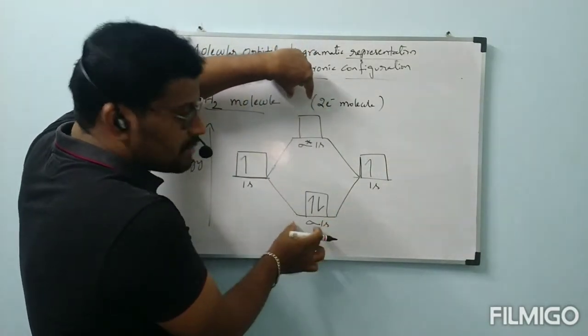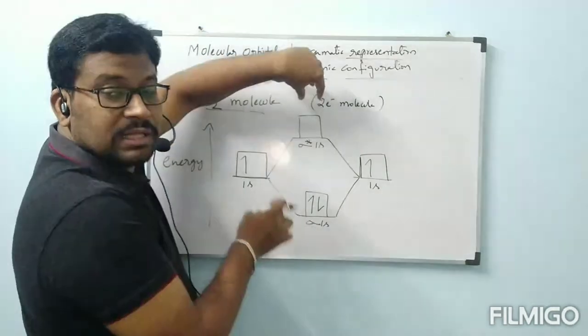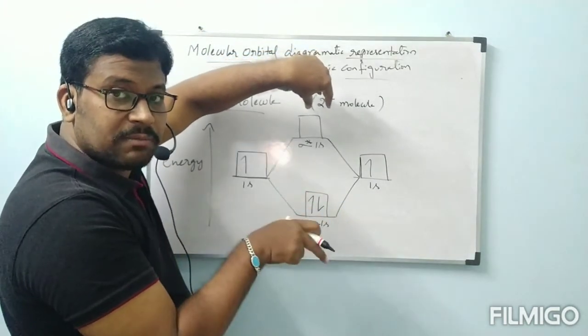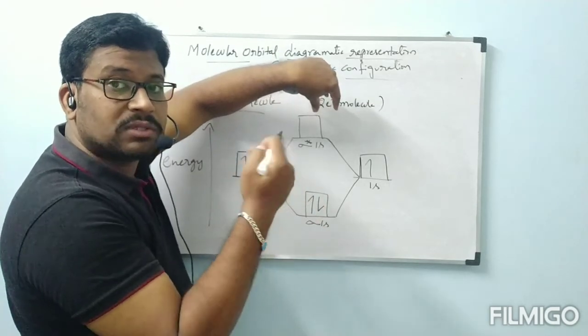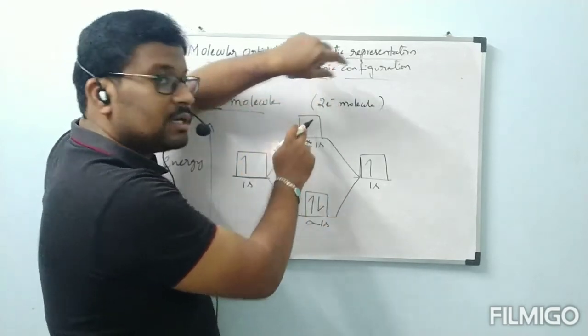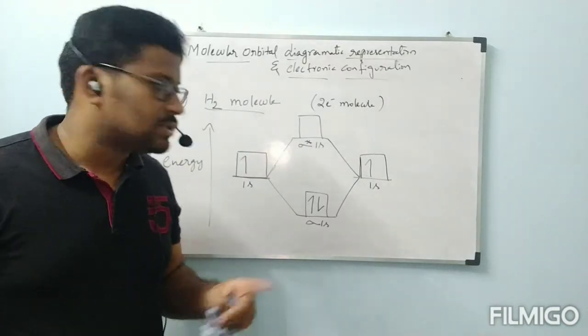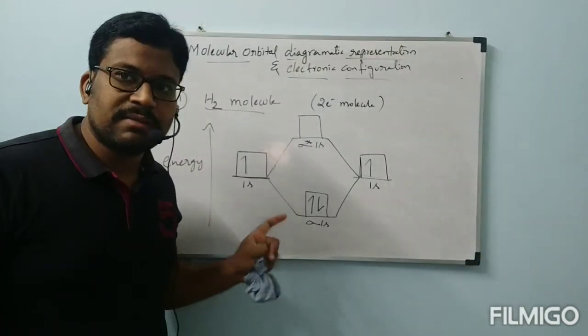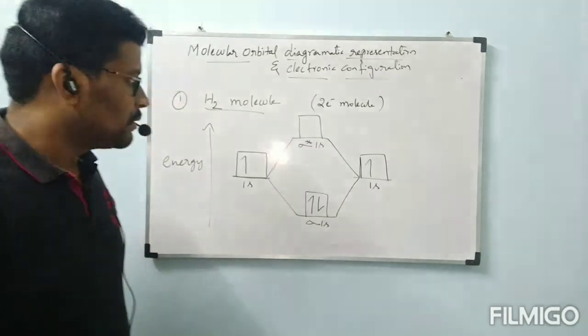Sigma star 1s and sigma 1s, in which one has lower energy? Sigma 1s. Then electrons must be entering into that sigma 1s. After completion of sigma 1s with 2 electrons, if you have a third electron, then only that third electron will be entering into sigma star 1s. But here we have only 2 electrons, so we have to fill only sigma 1s. So now the diagrammatic representation is completed.